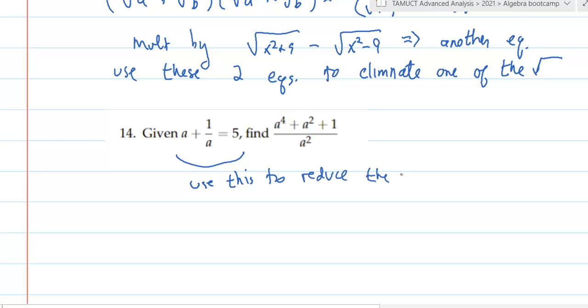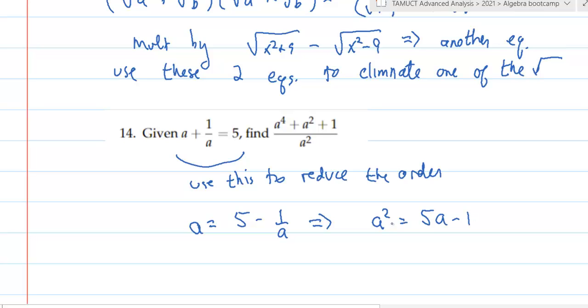Now what do I mean by the order? The order is the exponent here. This numerator is order 4. Now what if we rearrange this, we can say a equals 5 minus 1 over a. Now, I don't like the 1 over a. Let's take that out. So here we get a squared is equal to 5a minus 1.